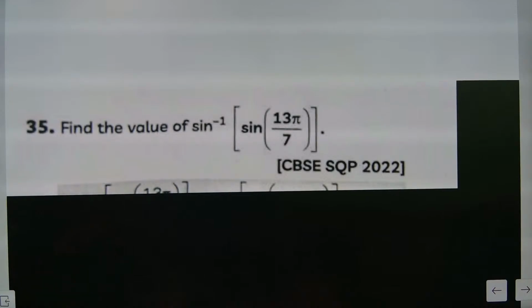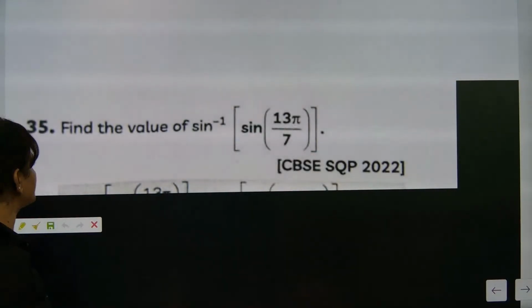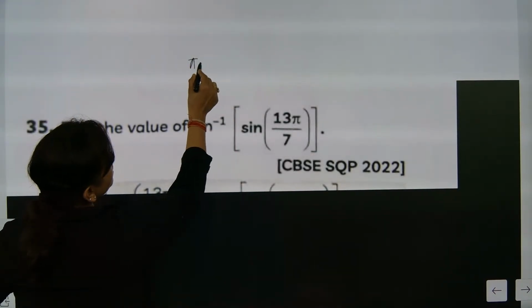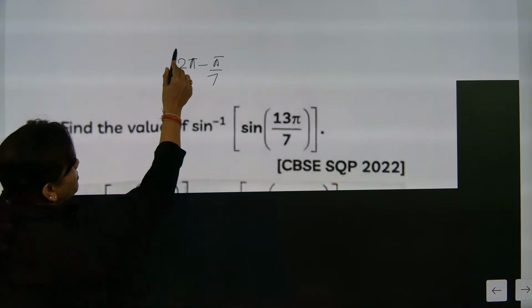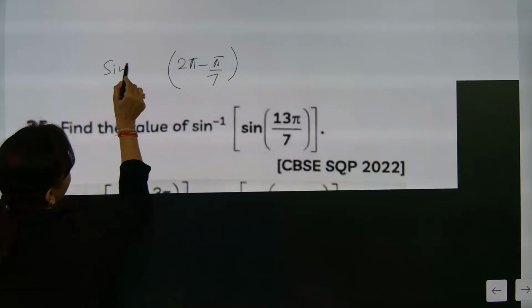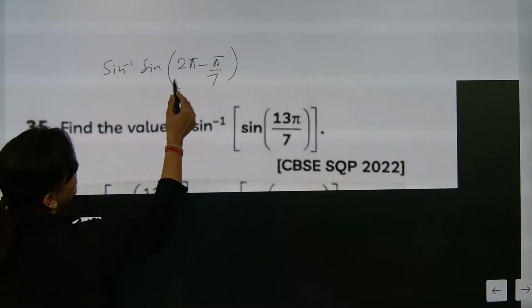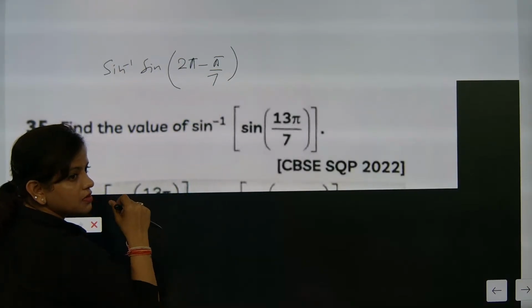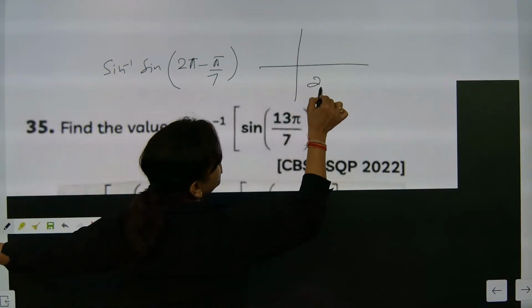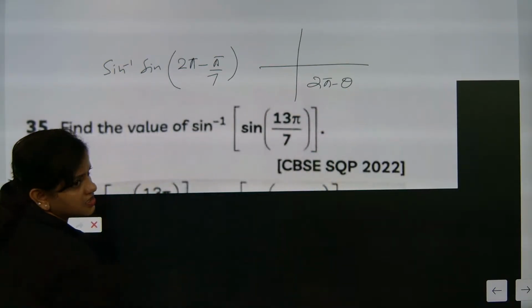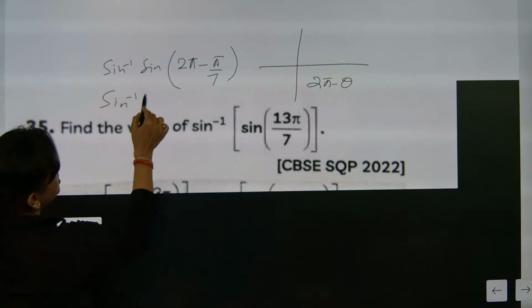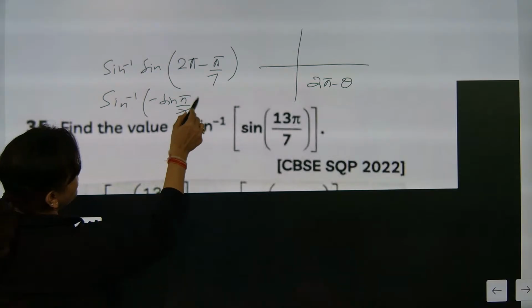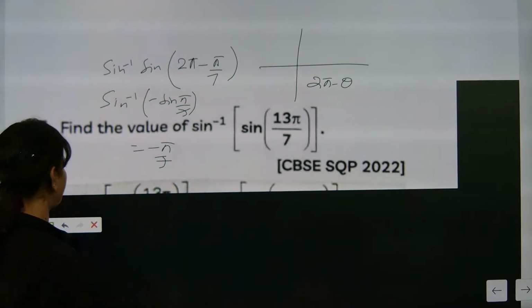13 pi by 7 will come into our principal section, so it will become 2 pi minus pi by 7, sine inverse sine of 2 pi minus pi by 7. Here, 2 pi minus theta will become which quadrant? You remember this one: 2 pi minus theta is the fourth quadrant. In that quadrant, sine is negative. So it will become sine inverse of minus sine pi by 7, so the answer will be minus pi by 7.